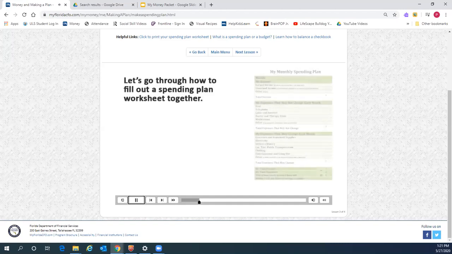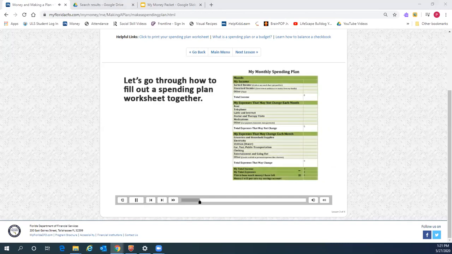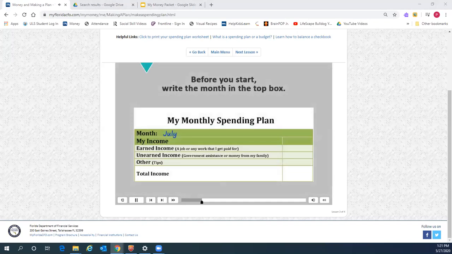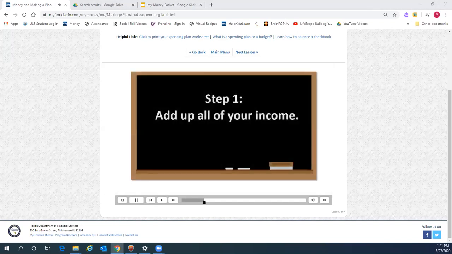Let's go through how to fill out a spending plan worksheet together. Click on the yellow Continue button when you are ready to move on to the next part of the spending plan worksheet. Before you start, write the month in the top box. This will help you keep track of when you are making your spending plan. Are you ready? Step 1. Add up all of your income.